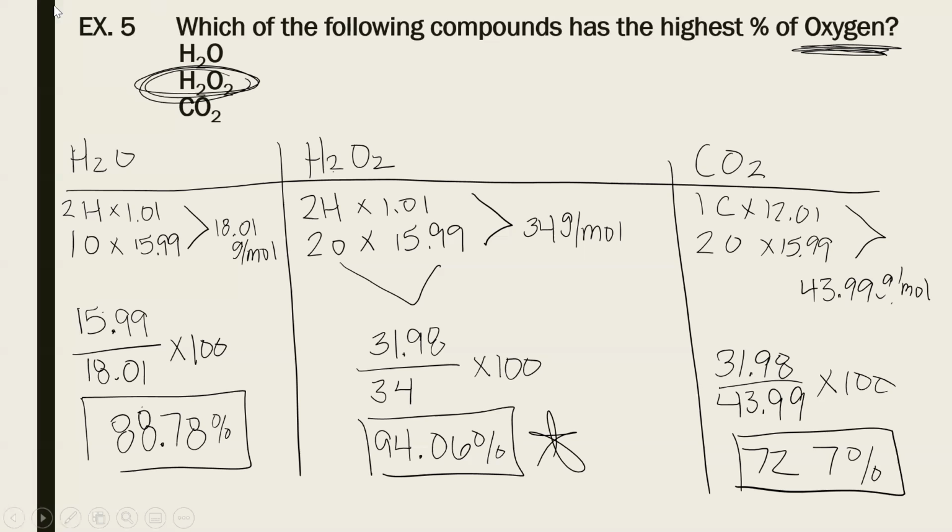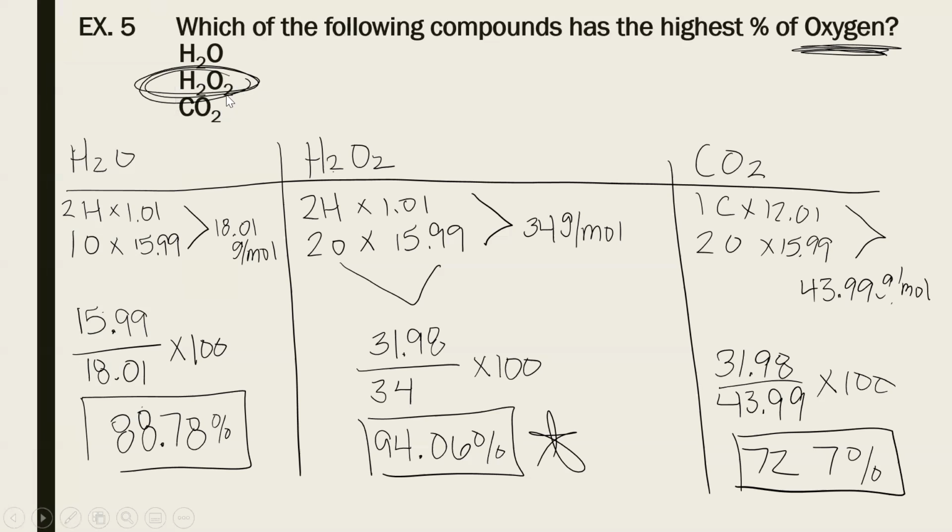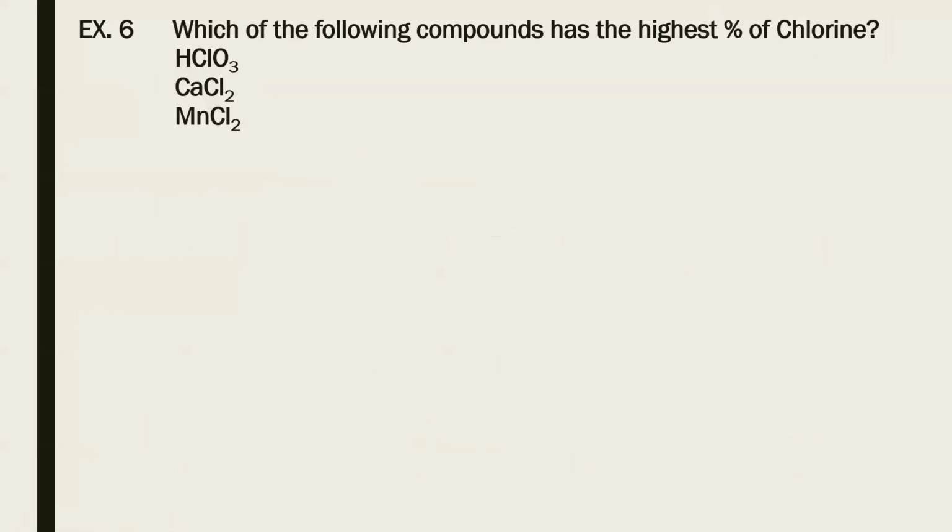So it has nothing to do with the subscript because there's a 2 here and a 2 here. You have to figure it out mathematically. So if I had only these 3 to choose from and I needed the highest percentage of oxygen to survive or to make something, I could use hydrogen peroxide as an oxygen source. All right, try a similar one.